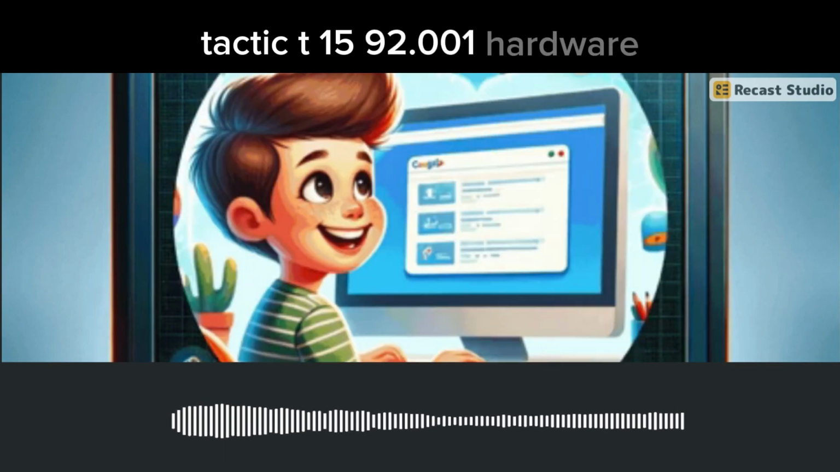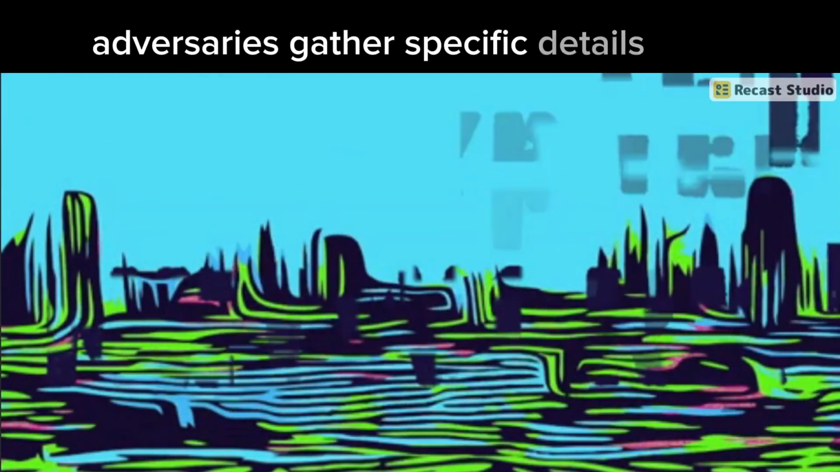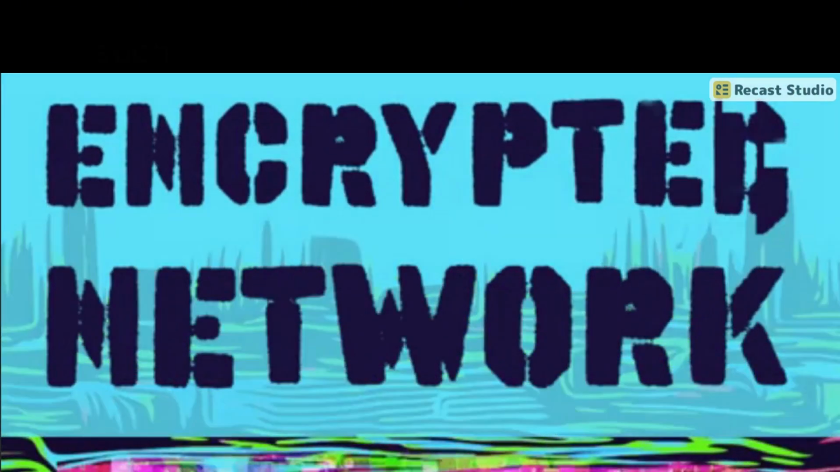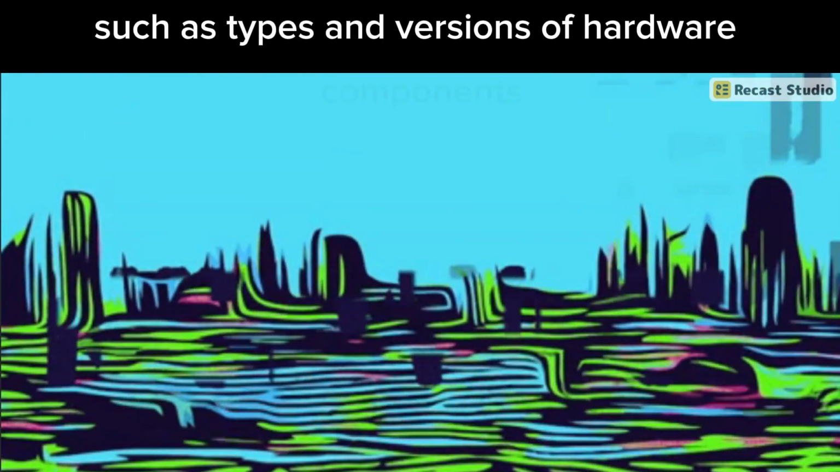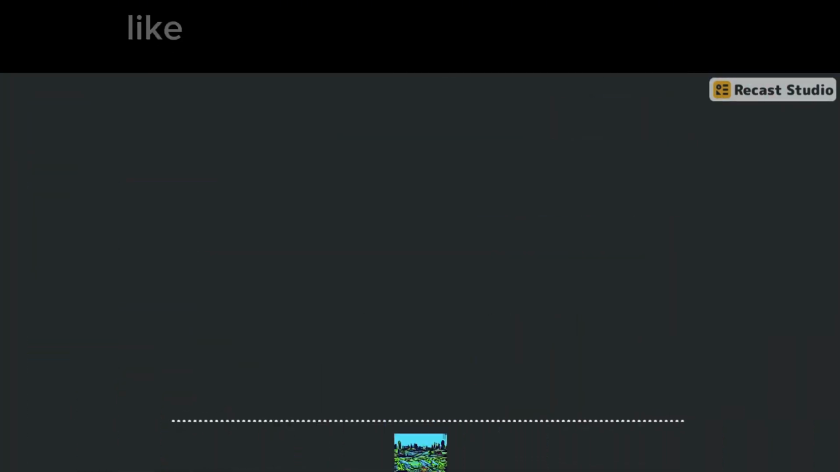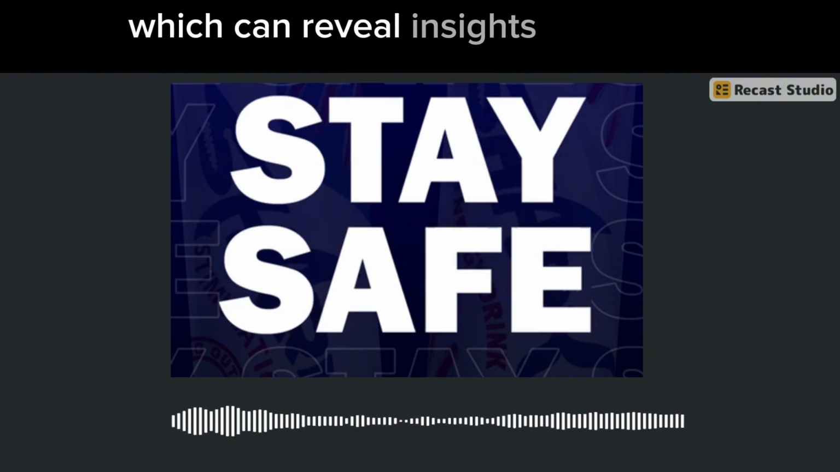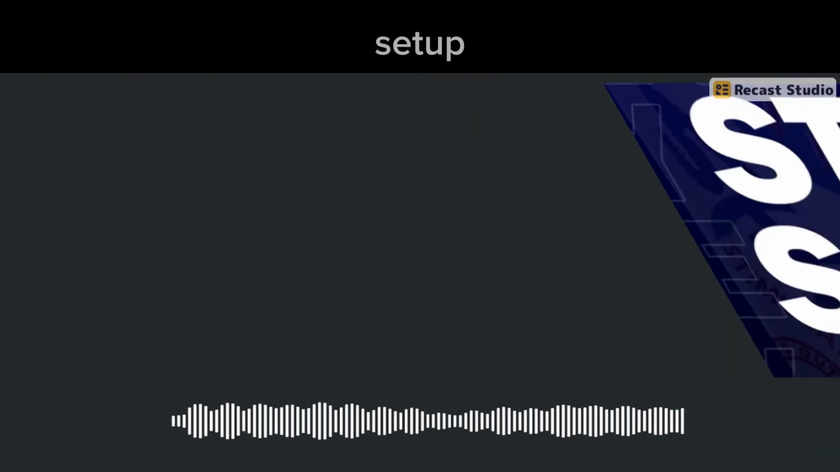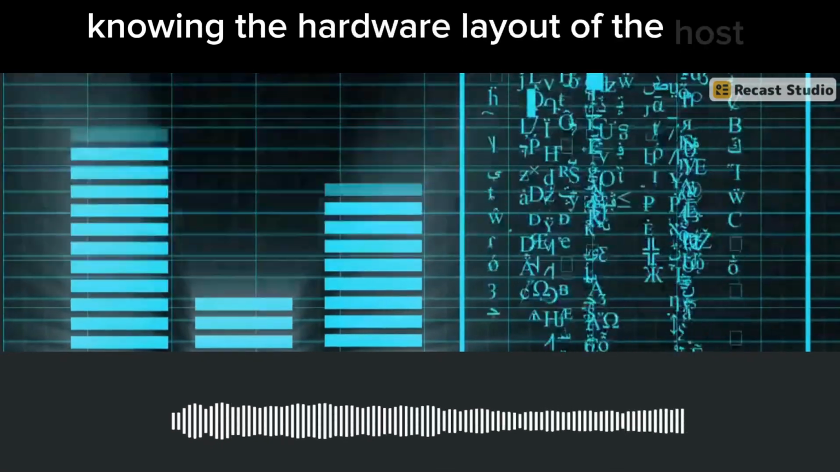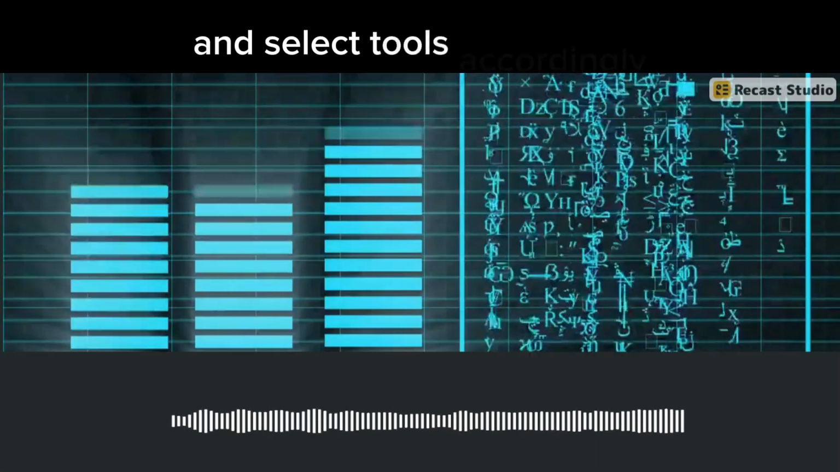T1592.001, Hardware. In this subtechnique, adversaries gather specific details about the target's host hardware, such as types and versions of hardware components. They may also look for additional defensive components like biometric readers or encryption hardware, which can reveal insights about the target's security setup. Knowing the hardware layout of the host environment helps attackers plan their approach and select tools accordingly.